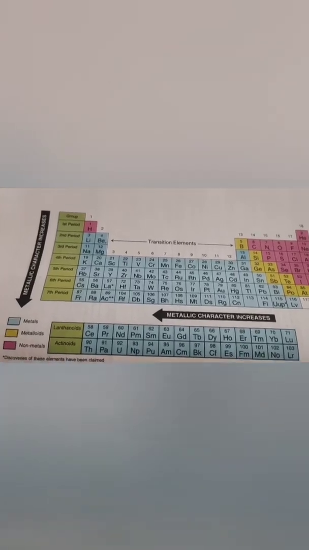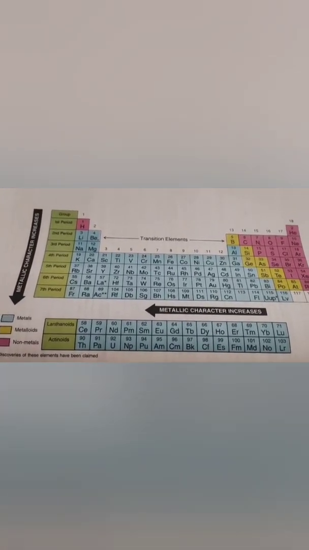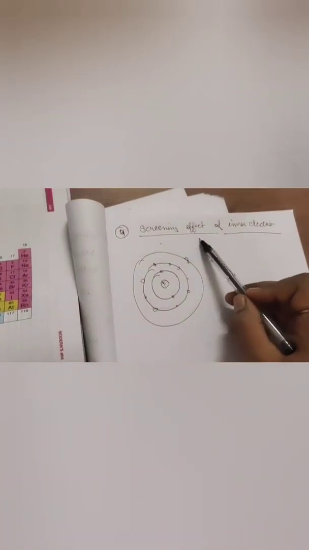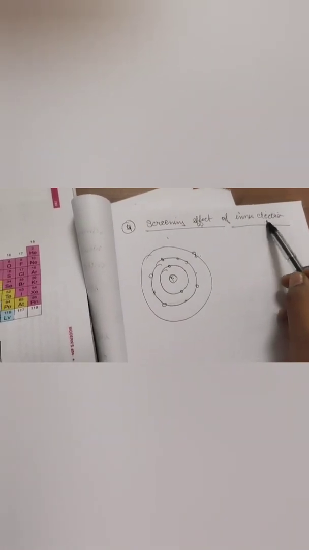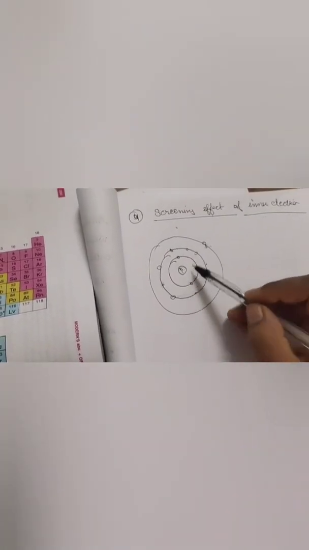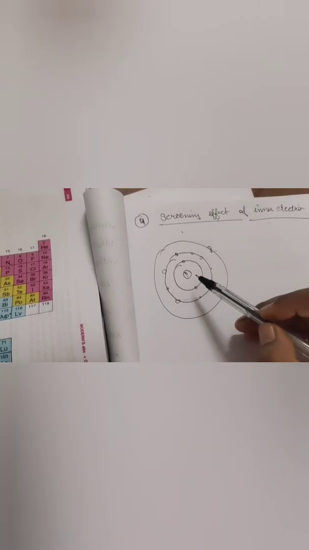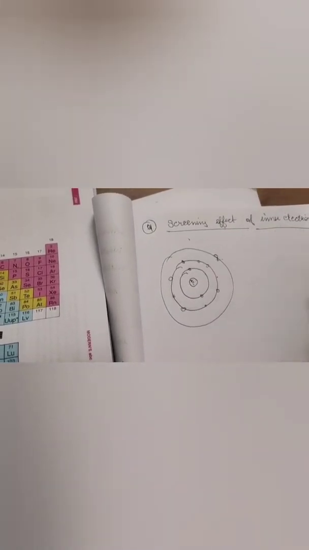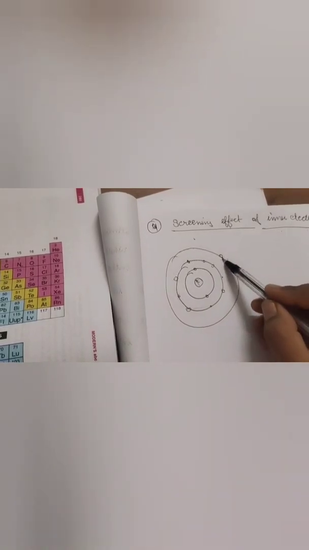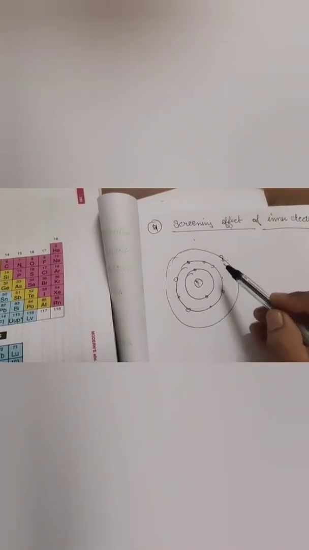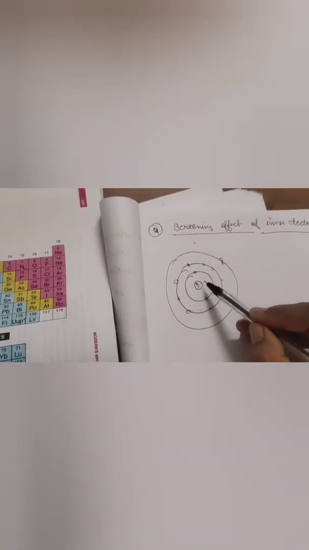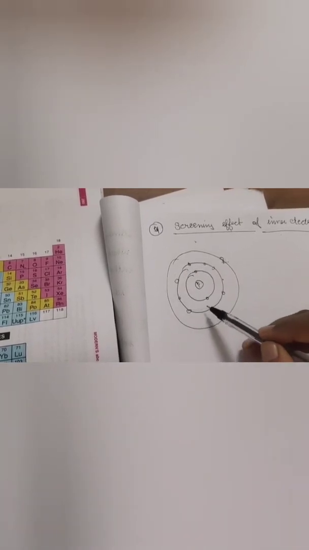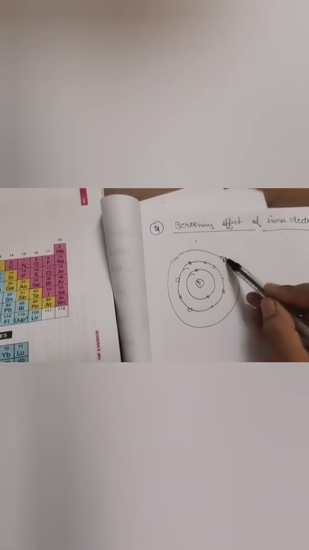After this we move to the next factor which also affects the ionization enthalpy, the screening effect of the inner electrons. This is an example of the structure of an atom. When an atom is multi-electron, when an atom has many electrons, the outermost electron, which is this one, is shielded from the nucleus. Who will shield the nucleus and its pull towards this electron?